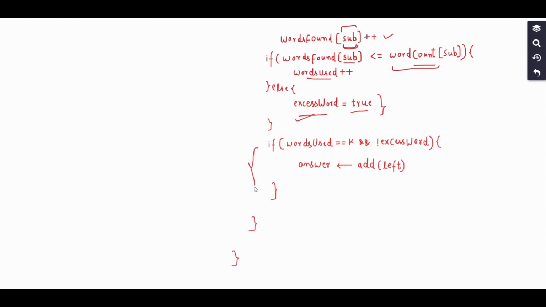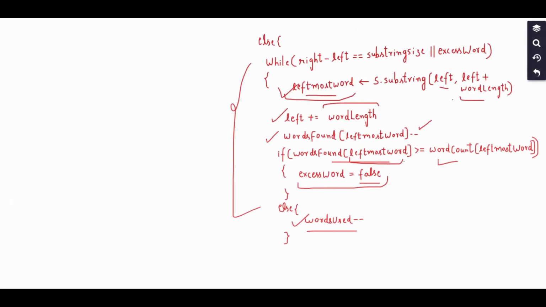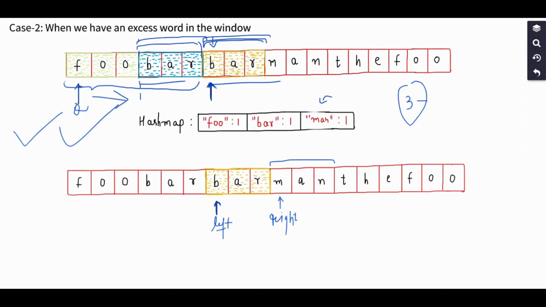Finally, we check if the number of words that we have used to construct our current window is equal to the number of words that we have in our words array, and we do not have any excess words. So we have to make sure of these two conditions. If this is the case, then that means the left index is the starting index of the valid concatenated substring, and hence we push this index into our answer array. Fine. So that's how this code is working. This is the implementation for the logic that we have.